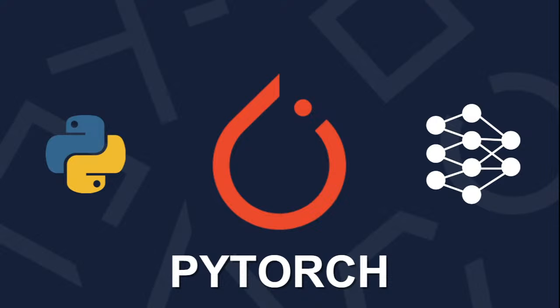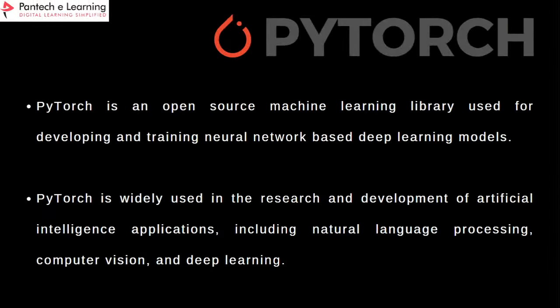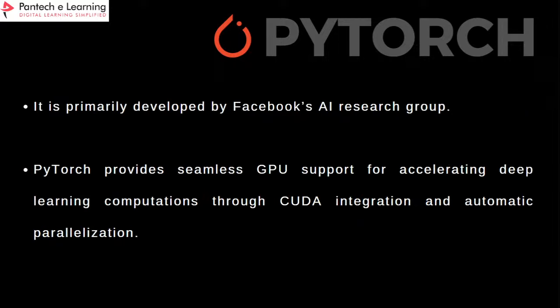PyTorch is another deep learning framework. It is an open source machine learning library used for developing and training neural network based deep learning models. PyTorch is widely used in research and development of AI applications including NLP, computer vision, deep learning and all. It is primarily developed by Facebook's AI research group. TensorFlow is backed by Google, while PyTorch is backed by Facebook, Meta. PyTorch provides seamless GPU support for accelerating deep learning computations through CUDA integration and automatic parallelization. You could directly configure CUDA in PyTorch and make it run on GPU.